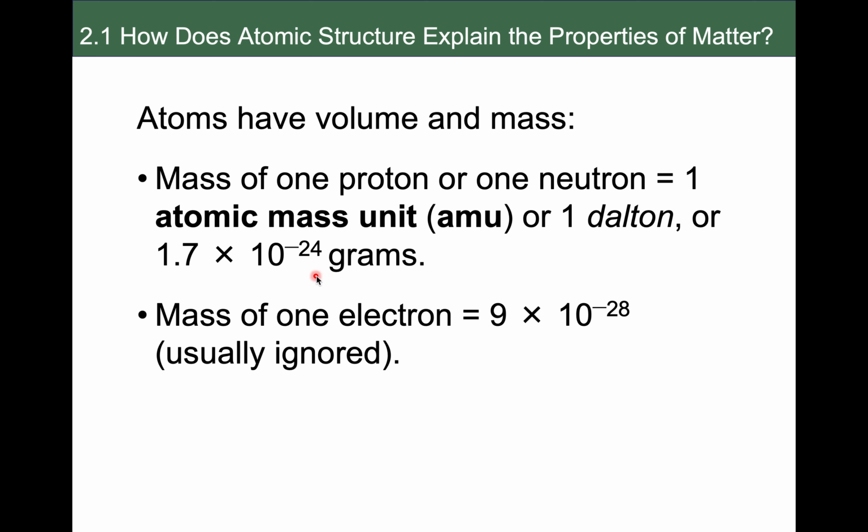If you wanted to put that into grams, which might be a unit you're a bit more familiar with, 1 proton or neutron would weigh 1.7 times 10 to the negative 24th grams. That is a lot of zeros after the decimal place. Electrons are even smaller and lighter. In grams, they weigh 9 times 10 to the negative 28, so quite significantly smaller than protons. Electrons are so lightweight that usually in most calculations of mass, they tend to be ignored.